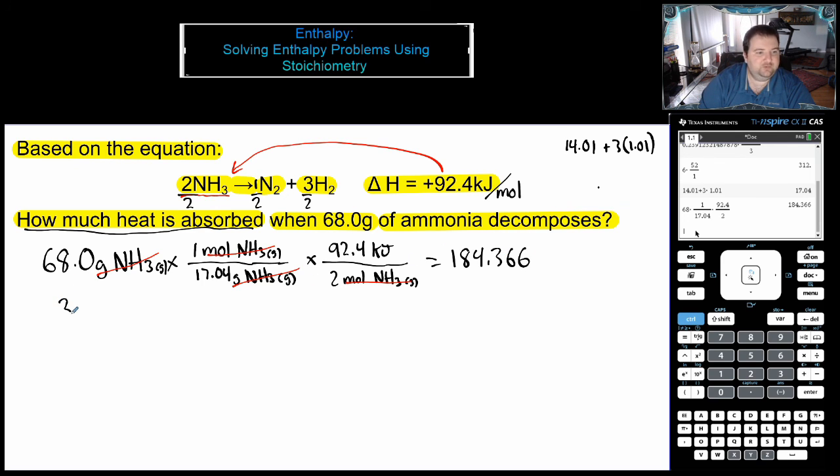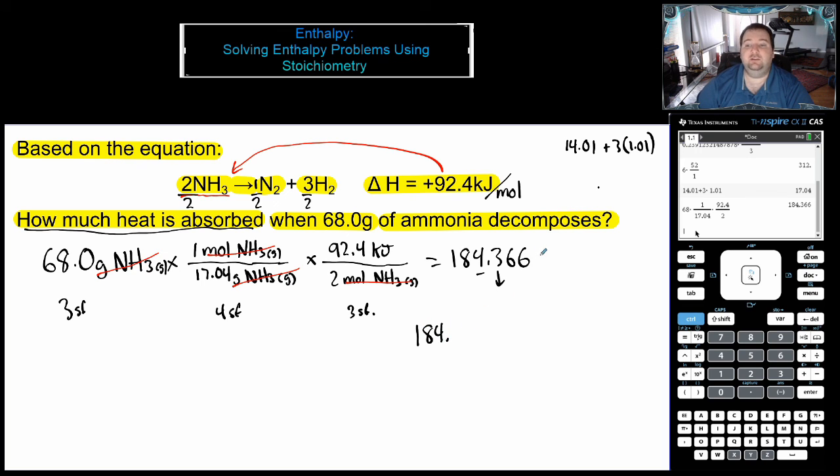How many sig figs are here? 3 sig figs. This is 4 sig figs. And this is 3 sig figs. So my answer can only have 3 sig figs. So I have to round to that, and I'd be rounding down. So my final answer is 184.